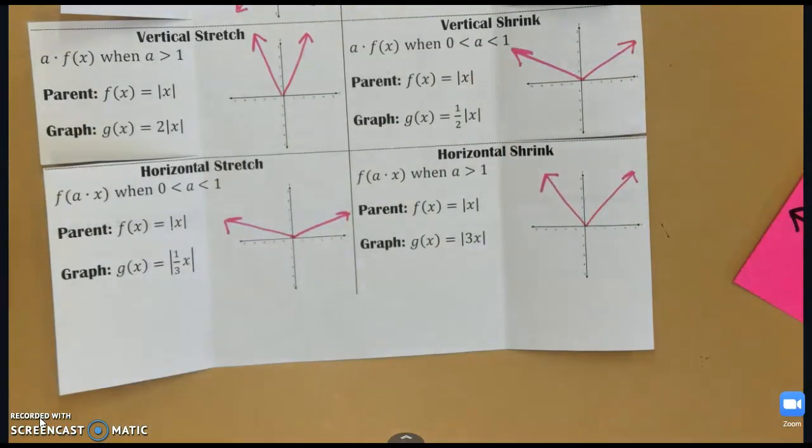Okay, so this is just transformations with absolute value functions for now. We'll be getting into more of them with our other parent functions later, but what you need to focus on is identifying what transformations are occurring given the transformed function.